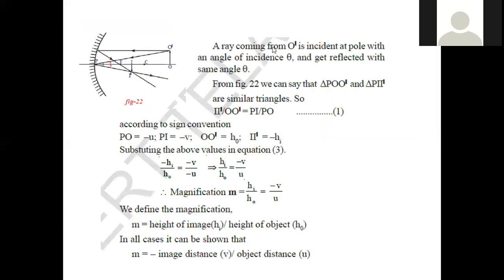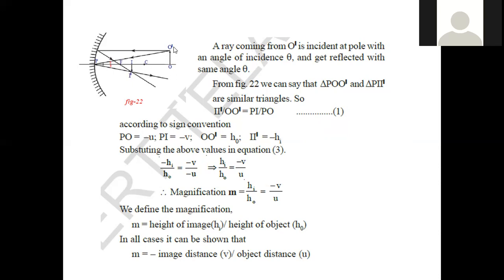Now, a ray is coming from O', and we are taking only this tip point of the object. It is incident on the pole point with the angle theta and reflected with the angle theta. Another ray we are taking starts from O', incident at the pole point with angle theta and reflected with angle theta. Just now we discussed this. From figure 22, we are going to draw the triangles.